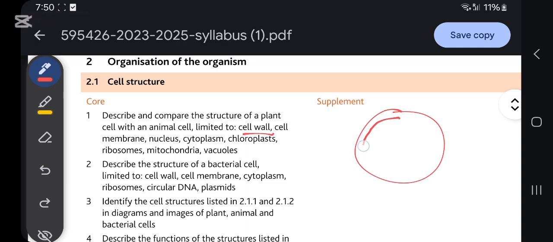This is a cell wall and it is a cell membrane inside, which controls what enters or leaves the cell. The job of the cell membrane is to separate the contents of the cell from the environment and to control what enters and leaves the cell.